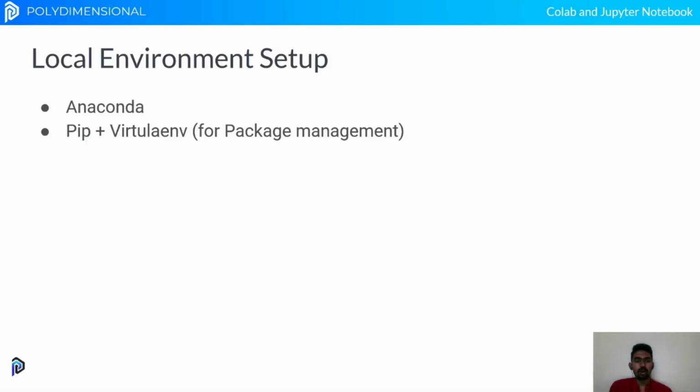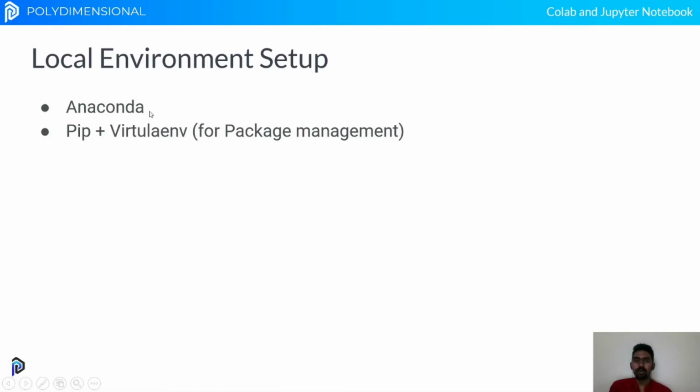In the previous video, we saw how to have a remote environment setup. In this video, we look into the local environment setup. There are two common ways to go about it. One is Anaconda package management, and another method that we can follow is combining pip and virtualenv as the package management. The preferred way that I use is Anaconda.